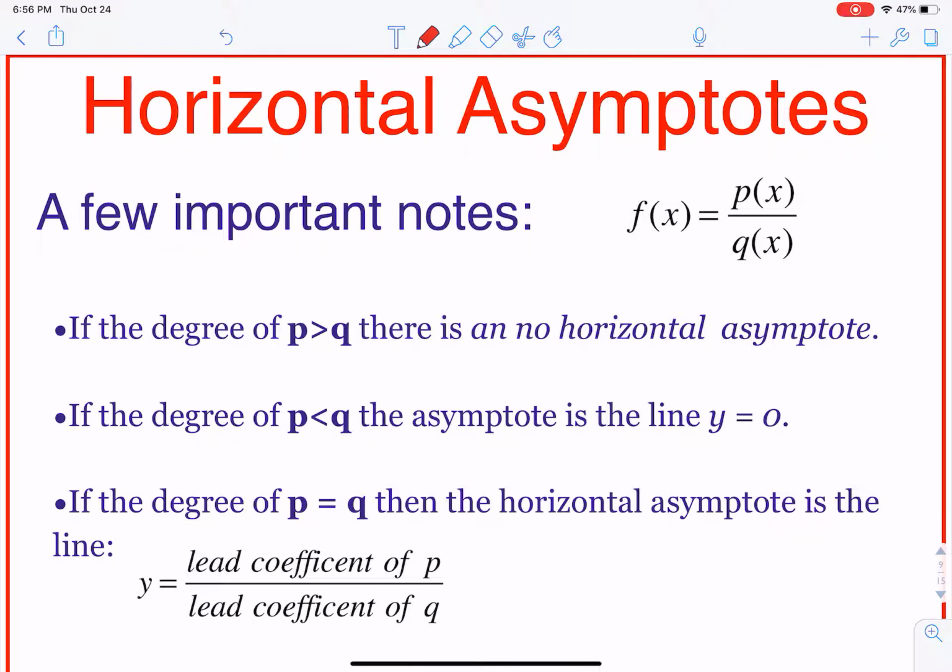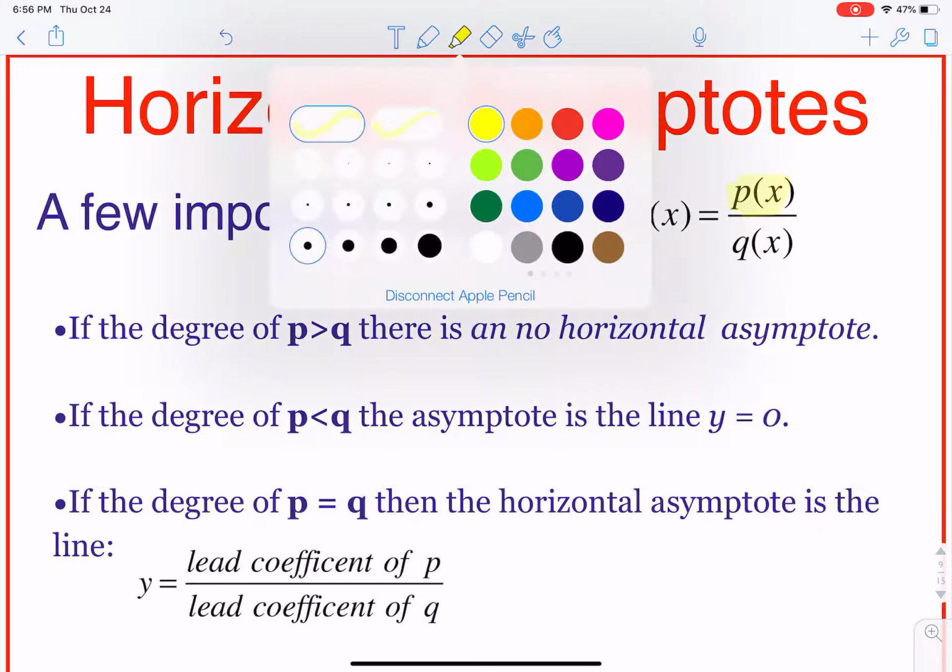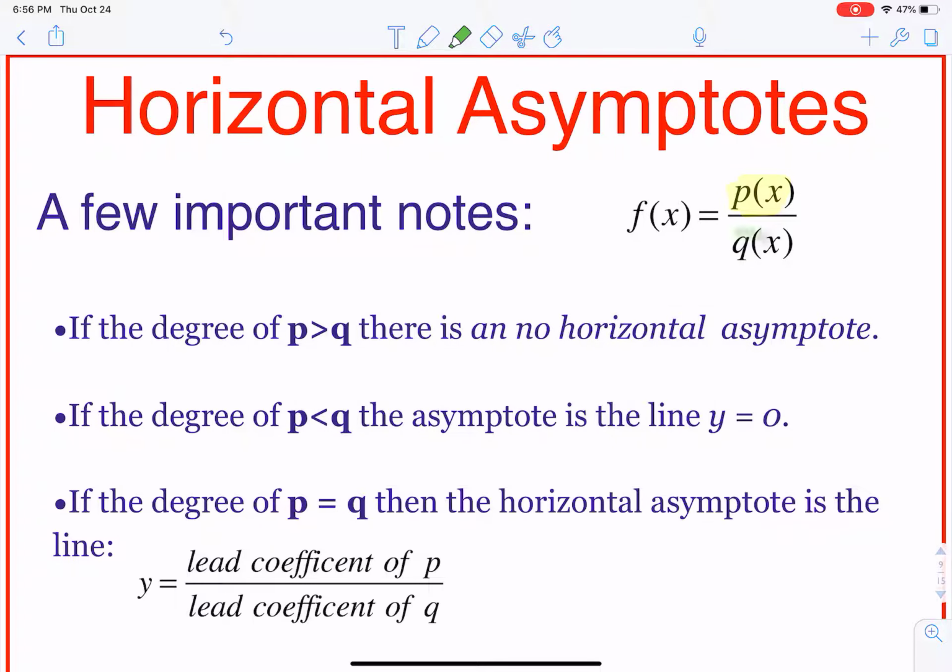There are three cases where we would have horizontal asymptotes for these rational functions. You can see I defined my own rational function over here. I have p of x and q of x. p of x is a function and q of x is a function, and f of x is the function created by dividing those two functions. Oh gosh, what a mouthful.